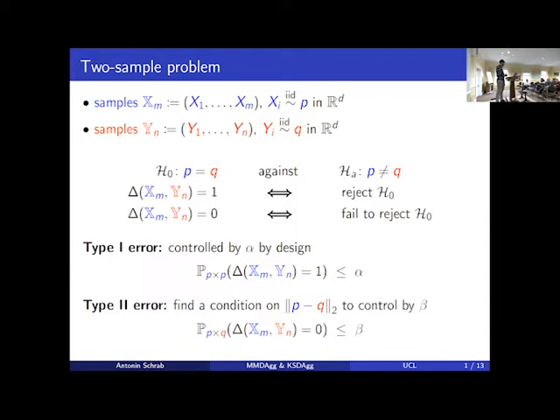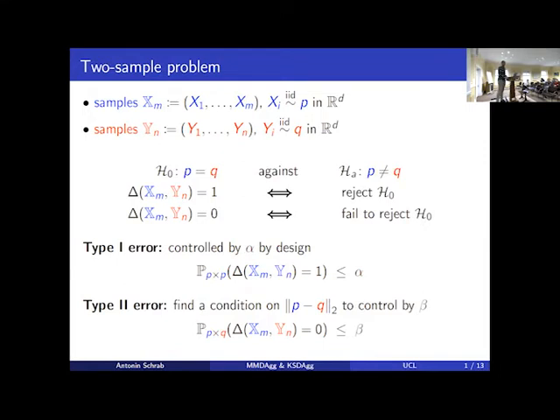Then for type 2 error, we want to find a condition on the norm of the difference of densities, P minus Q, to control the probability of making an error. The type 2 error is when P is actually different than Q, but our test is going to think that P is equal to Q. And we want to bound this by beta.